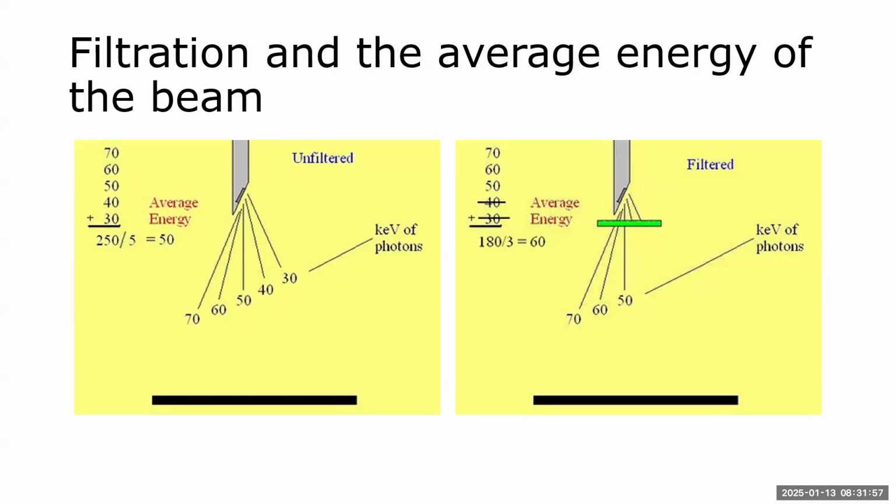Sorry, no, go ahead. So why doesn't the filter lower the energy of the other beams? You know what I'm talking about, the other photons? Because they're energetic enough to get past it. It doesn't stop them. They can penetrate through it.